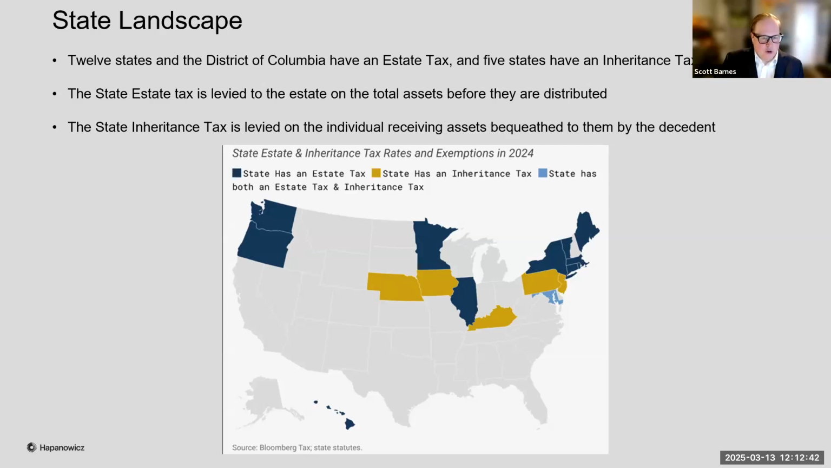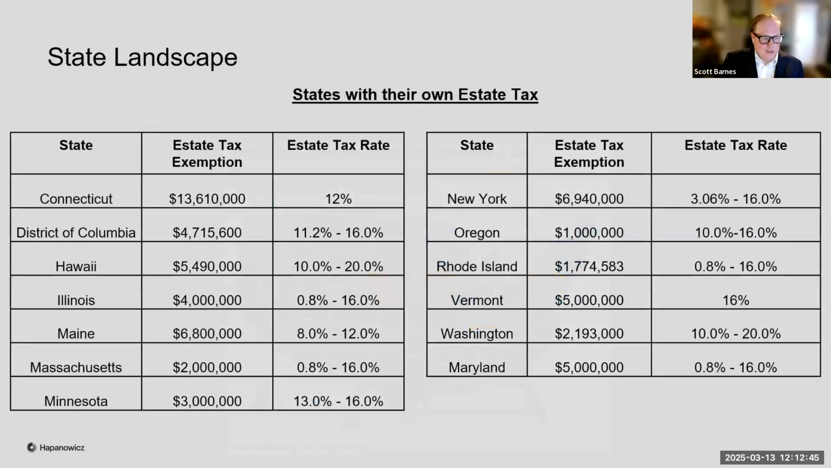So let's take a look real quick at the state estate taxes. And for those states, you can see there's a wide range of estate tax exemptions that each of these states have, from $1 million being exempt from estate tax in Oregon to up to 13.6 million being exempt from estate taxes in Connecticut. Hawaii and Washington have the highest potential tax rate of 20%. The rates and exemptions shown are as of 2024, and they can change each year. So if you live in one of these states, you'll want to periodically check with your estate planning attorney and advisor to see if there have been any changes.